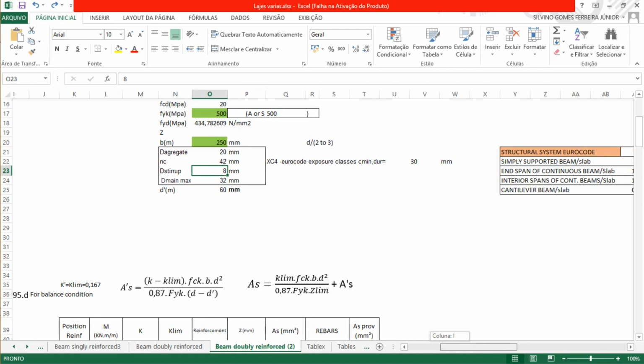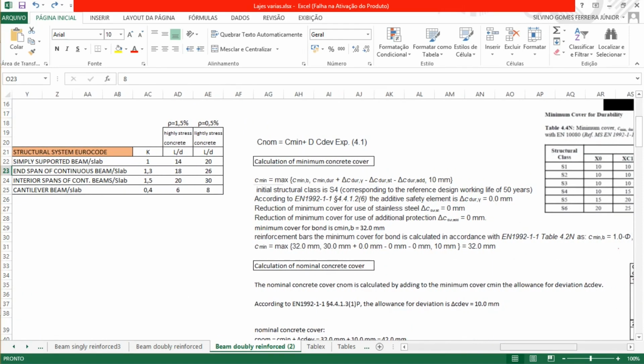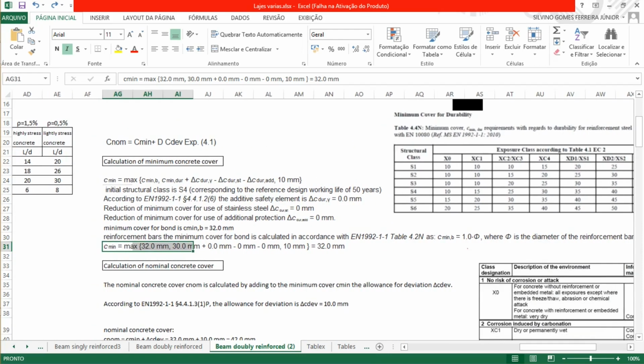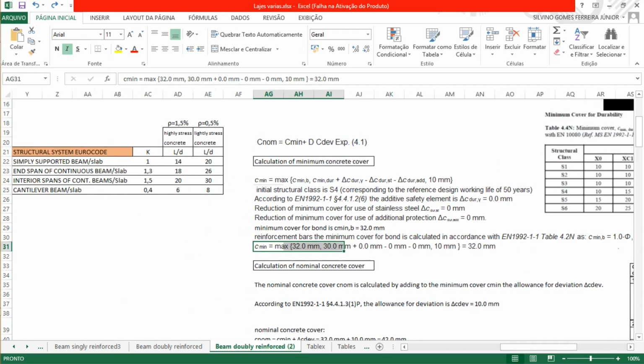So basically here it will go 32 of the rebar. It will be the maximum of the 32, or the 30, that was the one we saw on this table from XC4, S4, 30. And there are a lot of factors here that we don't need, and 10 millimeters, but we could put 20. I advise to have 20 there. So the maximum of these values is the 32. That is the diameter of the rebar we are adopting, so it's equal to 32.